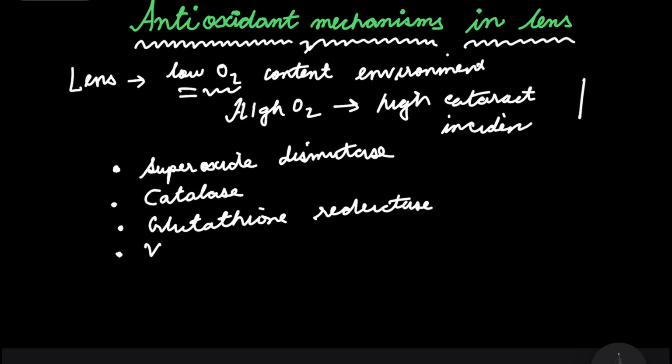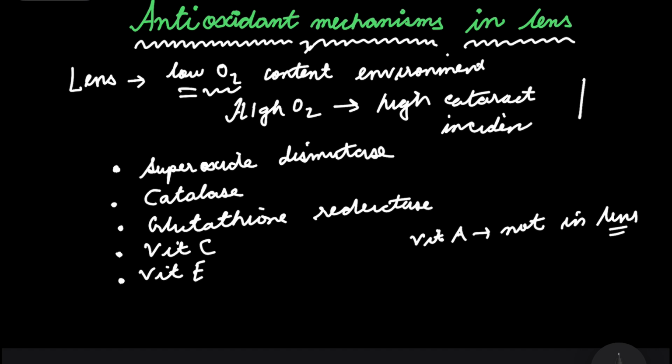Others include vitamin C and vitamin E. Now, there is something to be noted here. Originally, vitamin A is also an antioxidant, but it is not an antioxidant in the lens. So even though vitamin A is an antioxidant in general, it is not in the lens. In the lens, it is vitamin C and vitamin E.